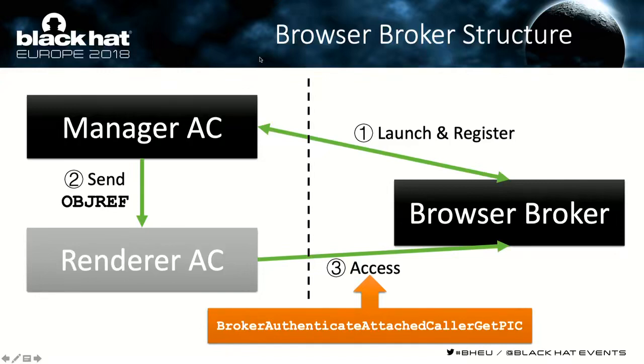Here is the browser broker structure. The manager process launches and initializes a browser broker and sends the browser broker to each content process it launches. The content process can access the browser broker and its COM interface methods, but not so fast. Most of the methods have access checks to limit the operations a child process can perform.